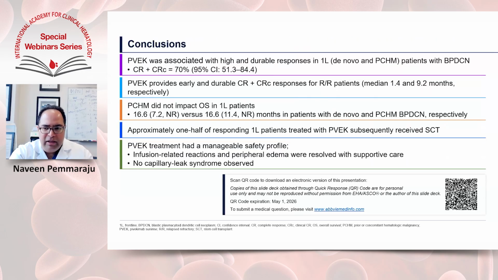So we conclude with the PVEC, first-in-class CD123 ADC, second CD123 drug targeting for patients with BPDCN, high and durable response rates in the frontline setting, activity in the relapse setting, and a lot of these patients, even though they're older, can go to stem cell transplant. We hope this represents a new practice paradigm-changing shift for BPDCN. Bipin, the floor is back to you.